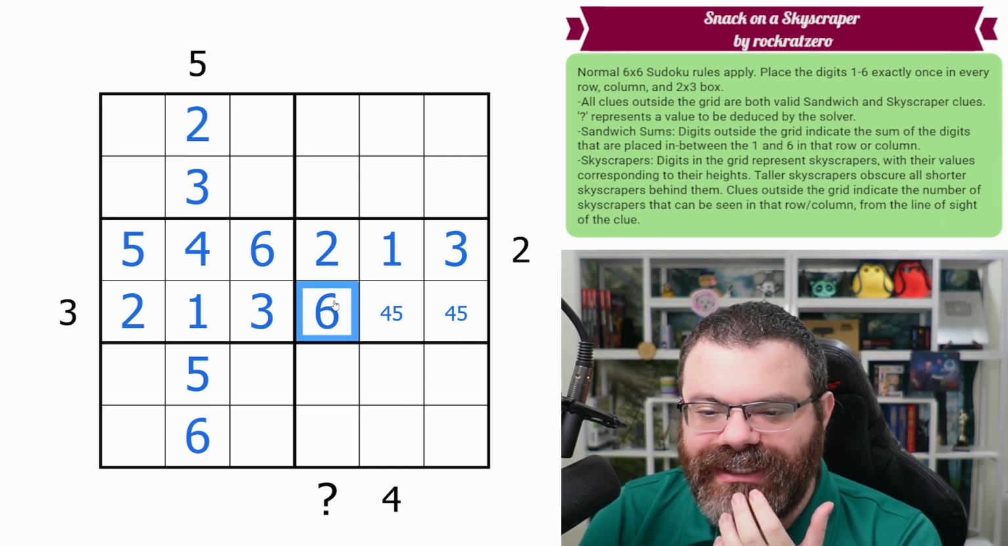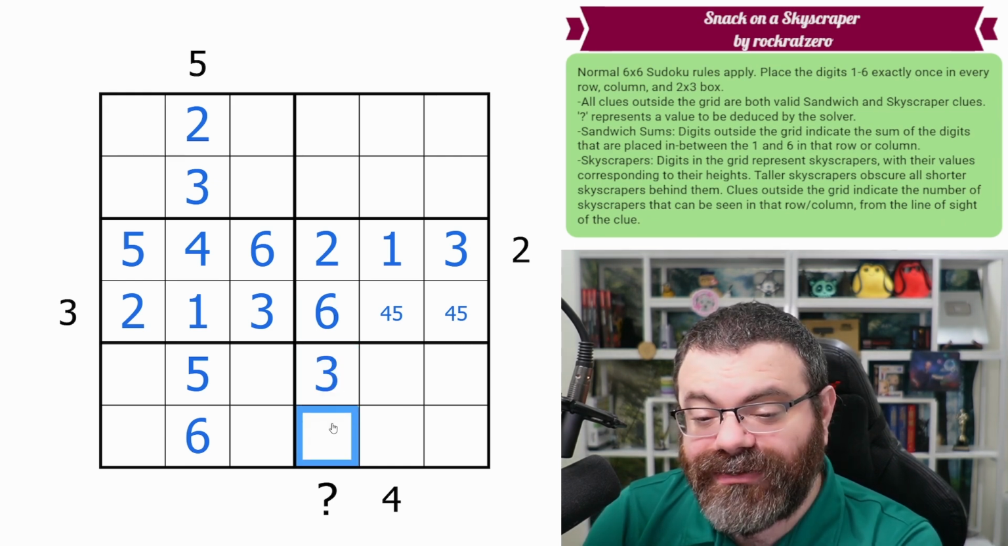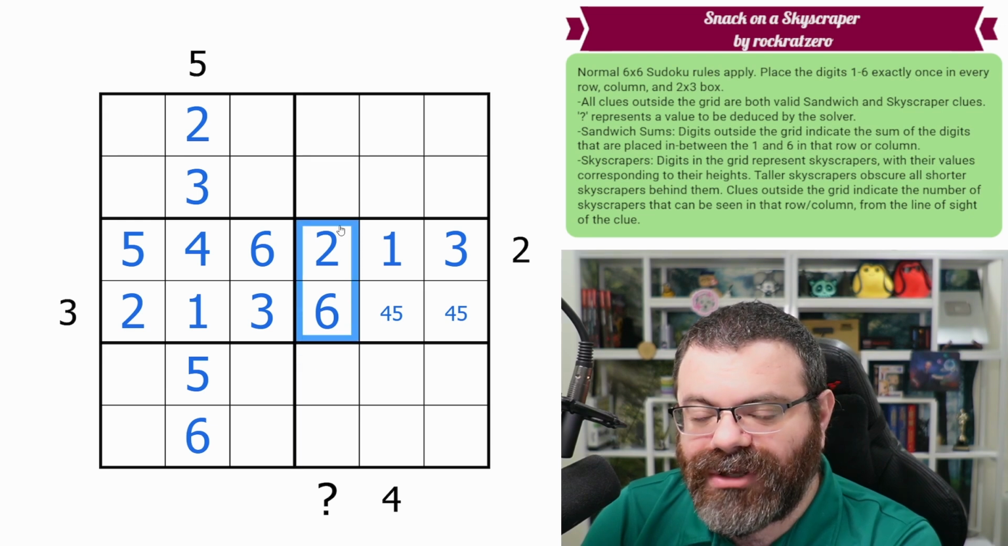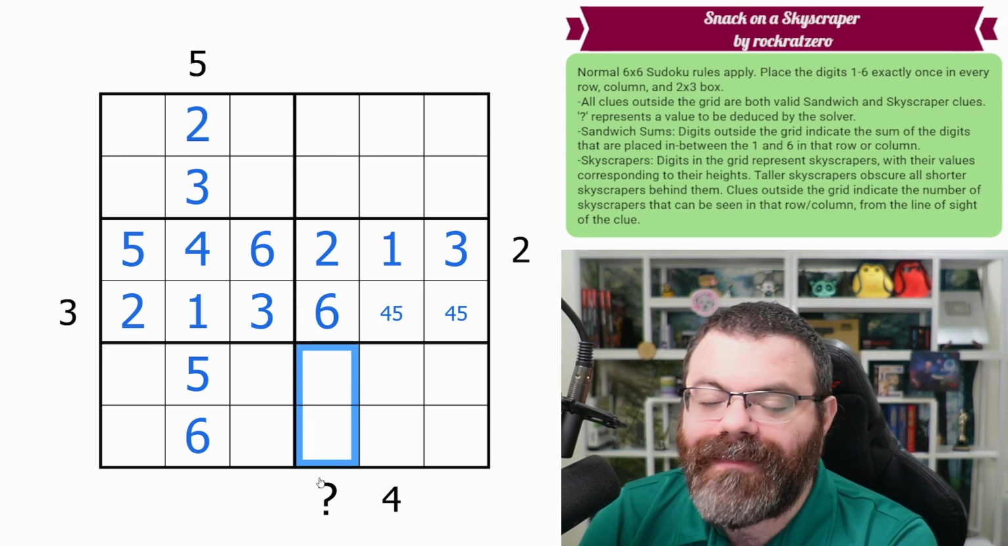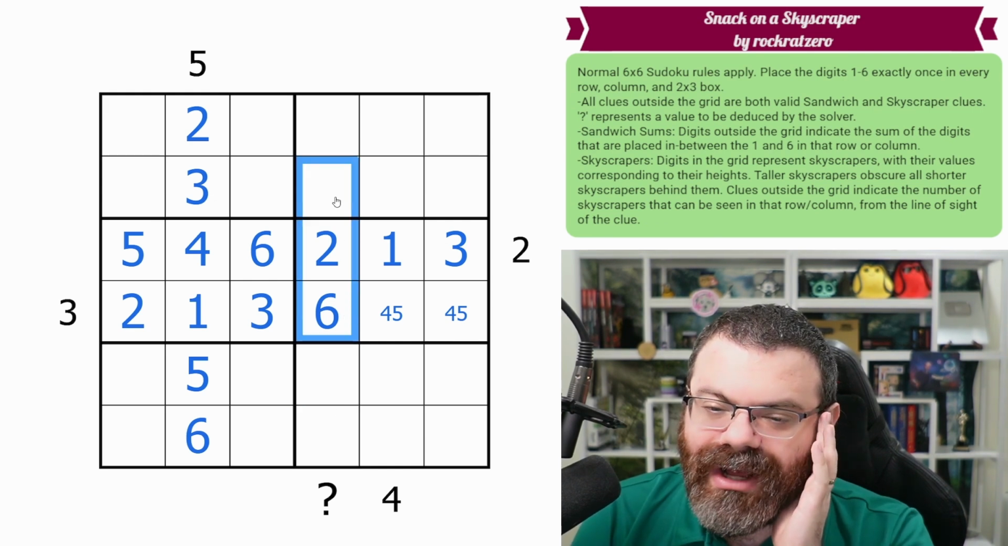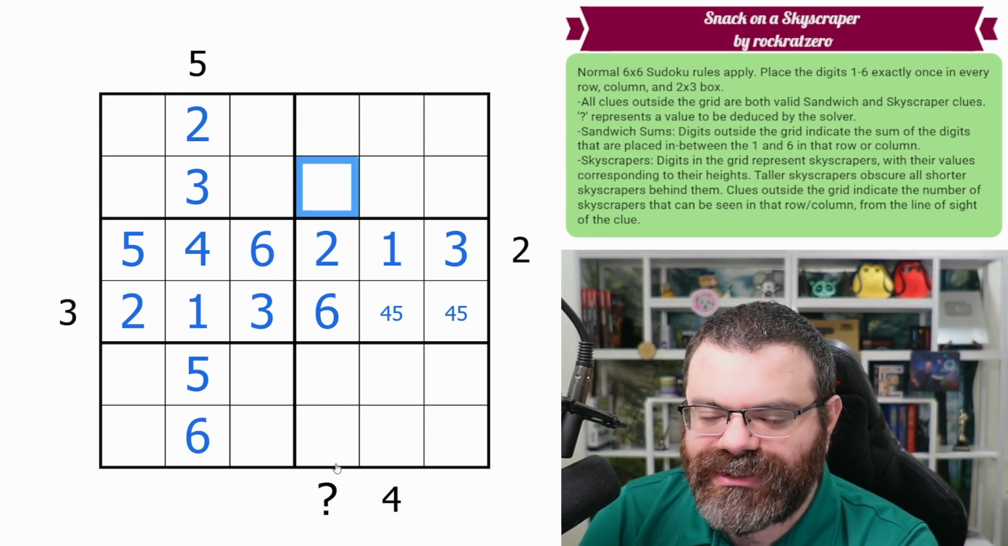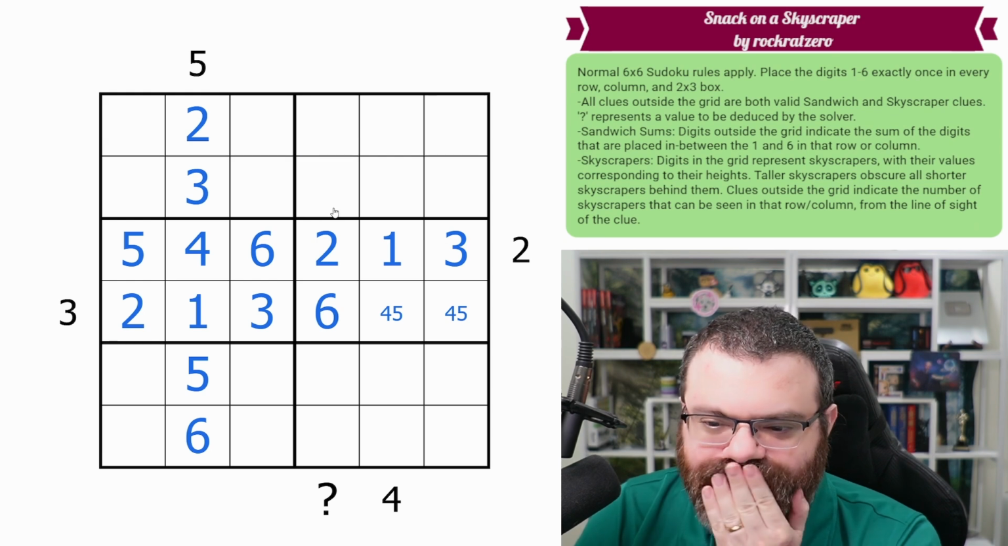But in order to be a 3 skyscraper clue, I guess that would work. I could do 3, 1. Sorry, I was going to say we couldn't go up to do it. But we could go down to do it, and that actually works. So that might be what we do. Otherwise, we go up and we put a 1 here, and it's a 2 skyscraper clue, which also would work.